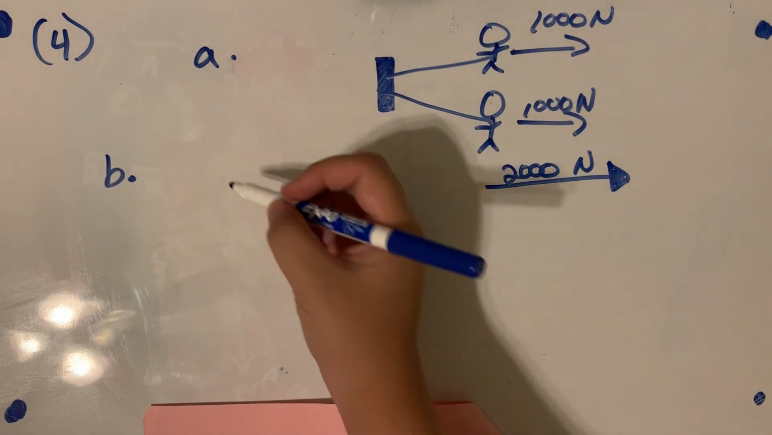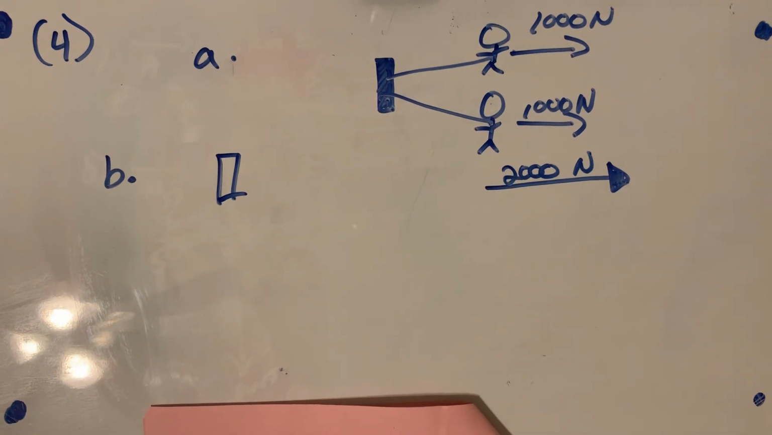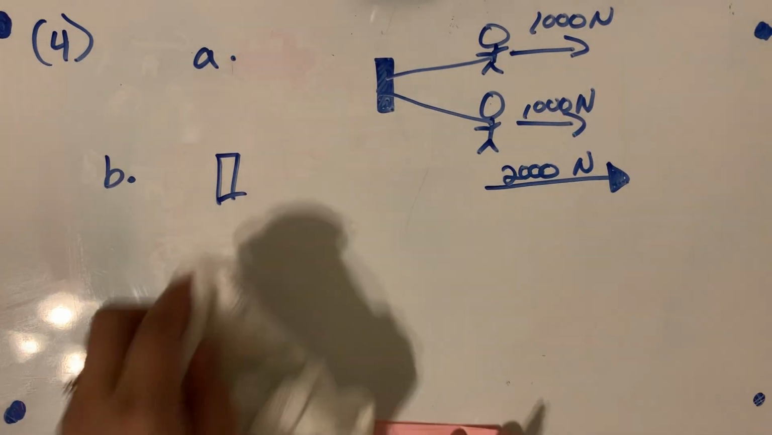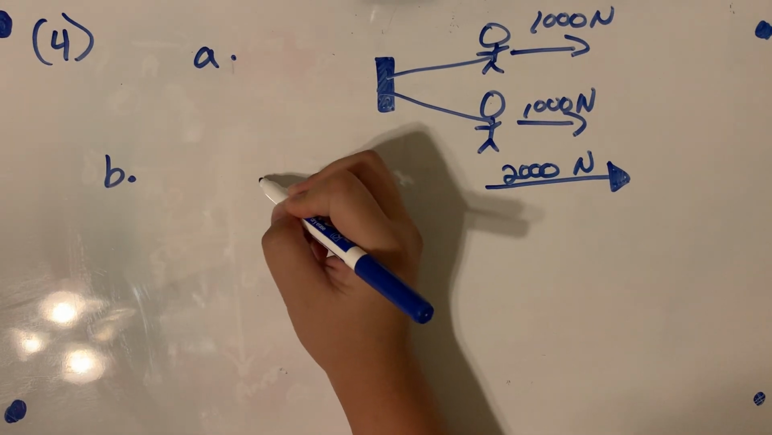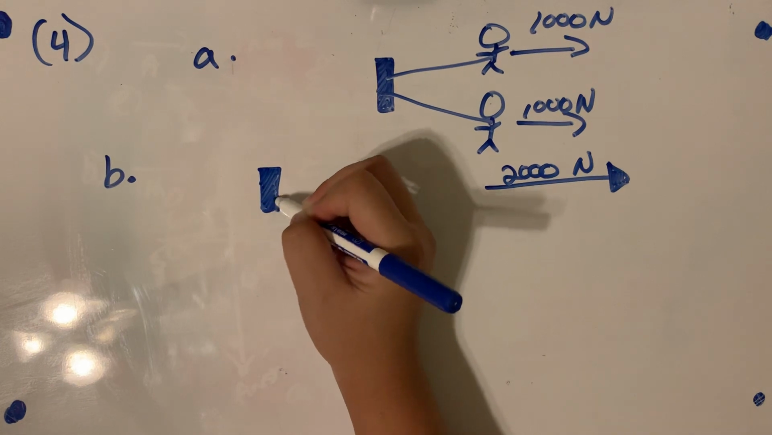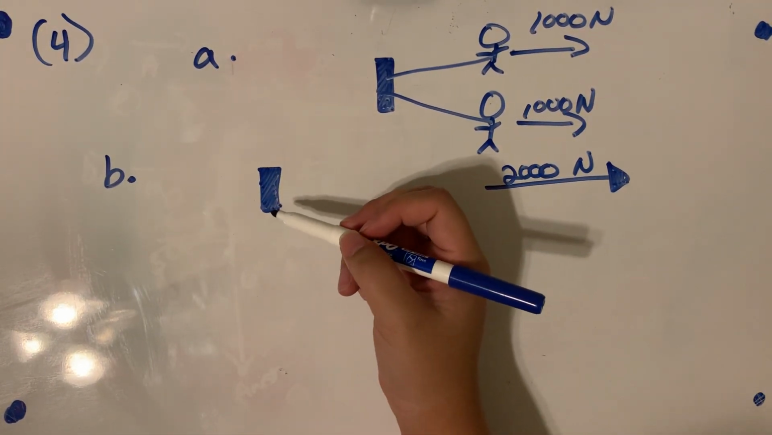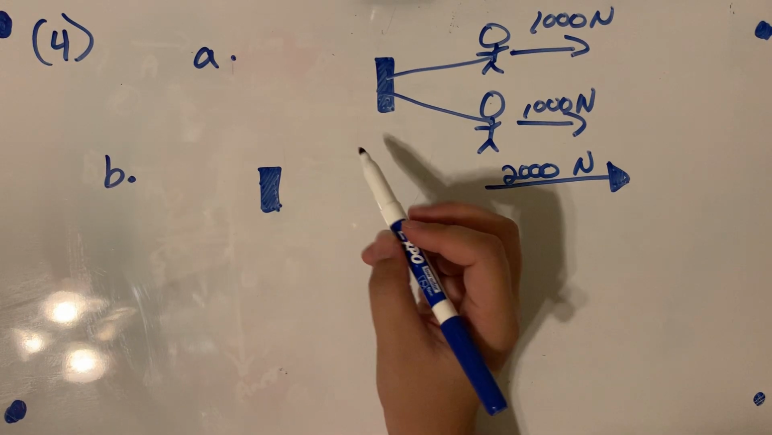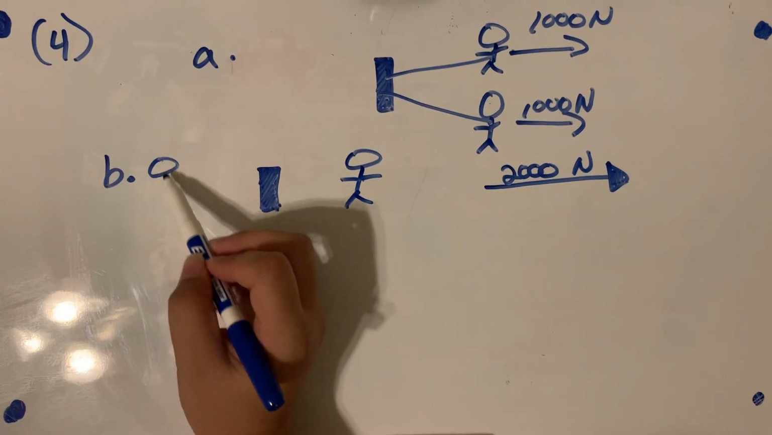Alright. Situation B. Same thing. You have your heavy object. I don't know if we need more room. I'm gonna draw it right here. So here's my heavy object again. Now the kids are pulling in opposite directions. So I'm gonna draw one kid here. Draw the other kid over here.